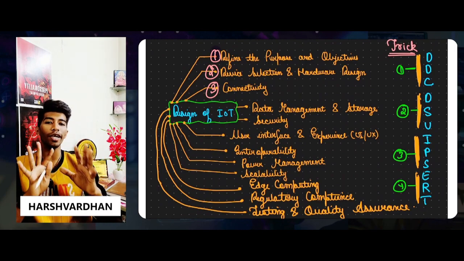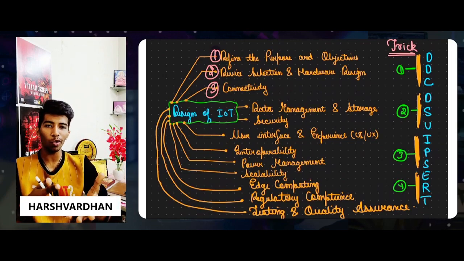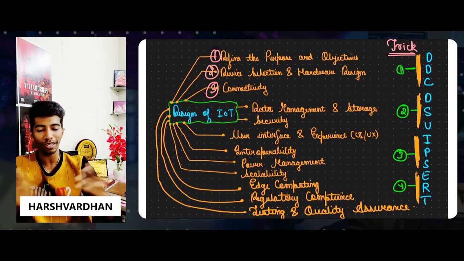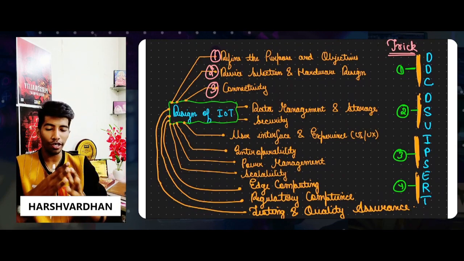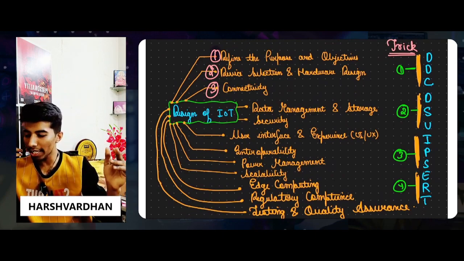Suppose I want my studio to work on IoT, and I can easily control it using my simple smartphone or the SmartThings app, which is there in Samsung. So how will you go for it? First of all, you have to define the problem: that I want to create a smart studio, correct? Second, what will I do?